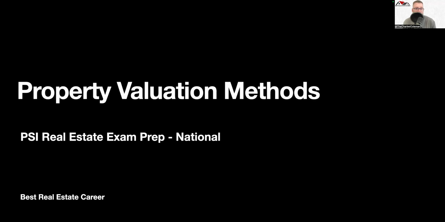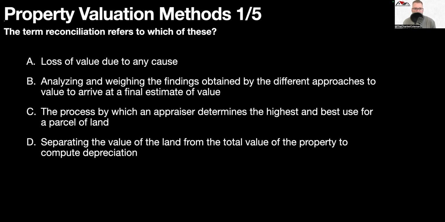And today we're going to talk about property valuation methods. So we're talking about appraisals. And more specifically, we're going to go over 5 questions with their explanations as to why they are the answer. Question number 1. The term reconciliation refers to which one of these?